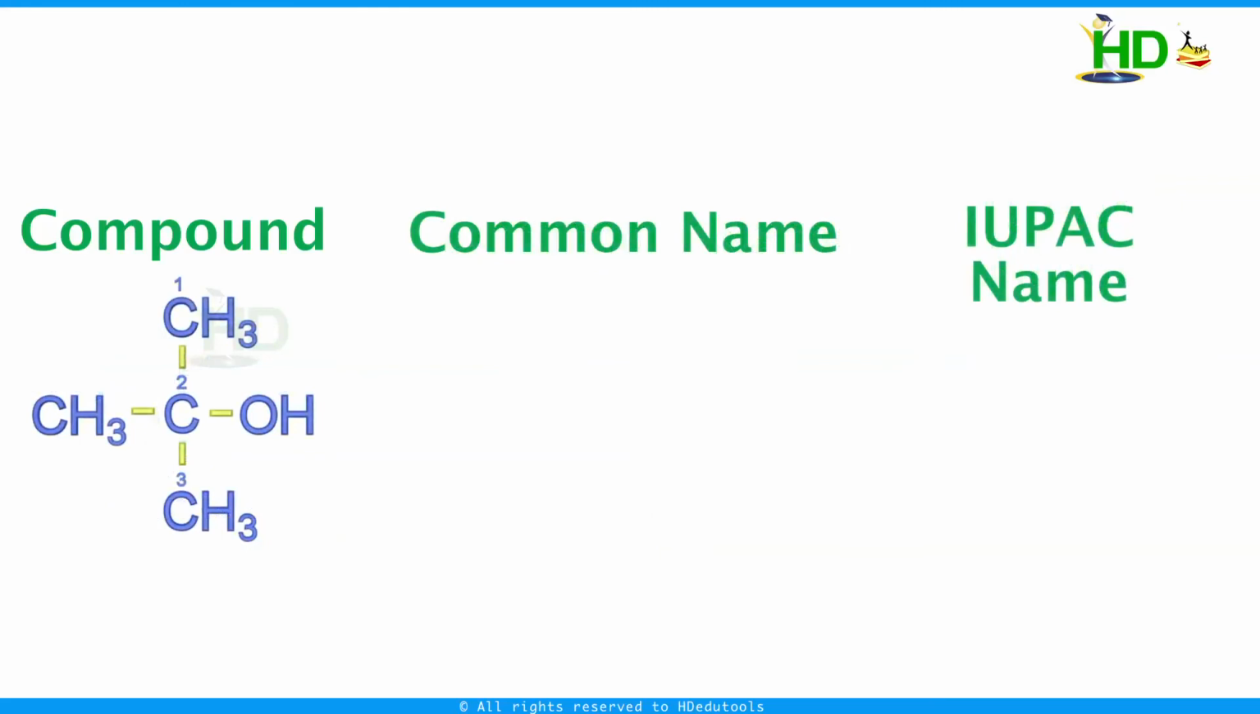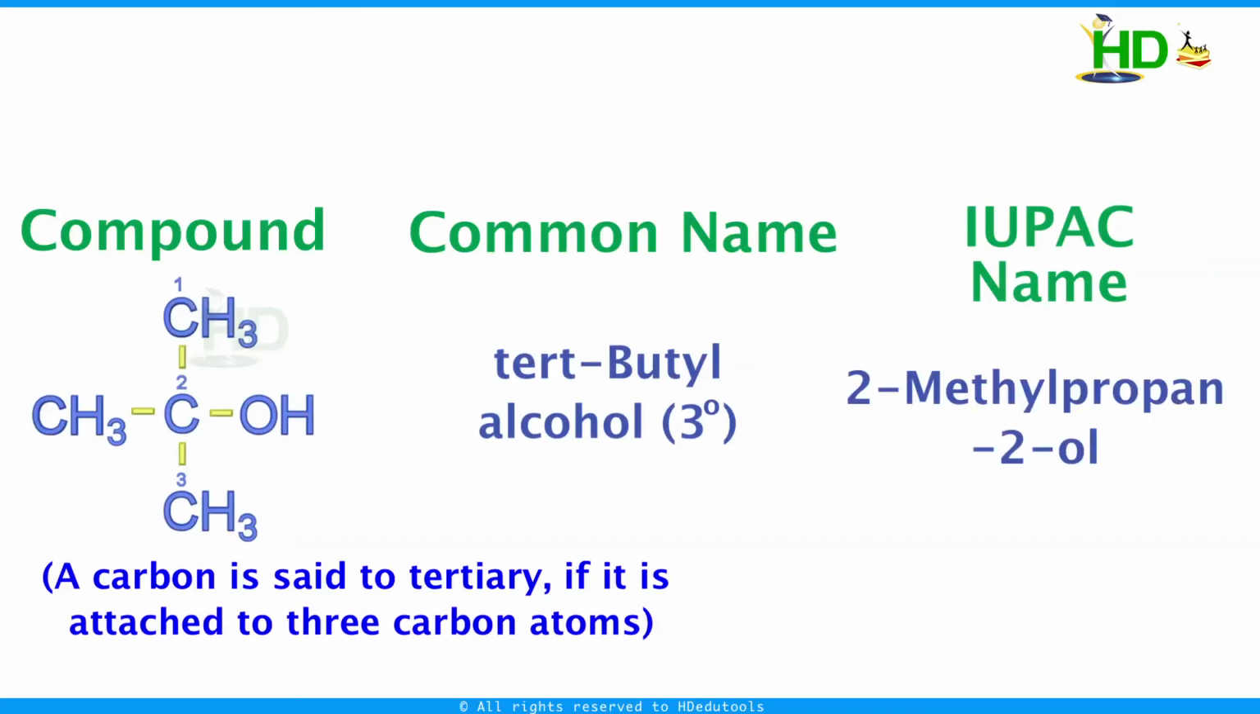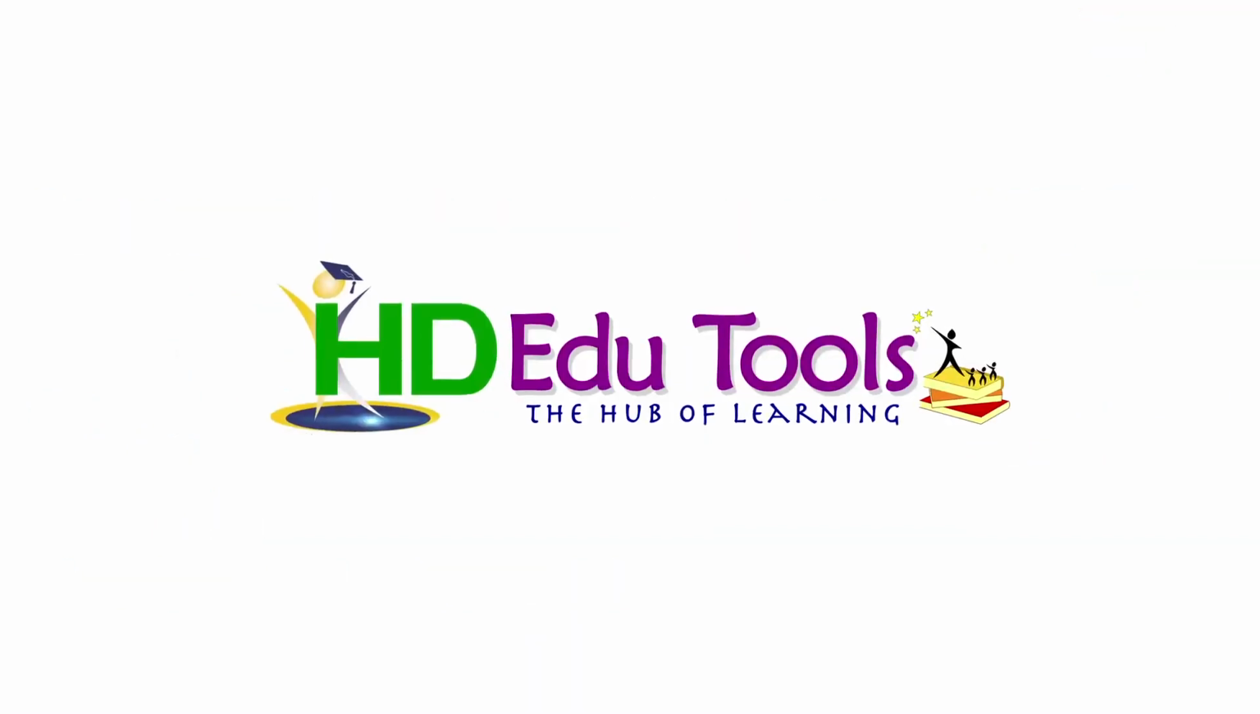In this case, the alcohol is present on a tertiary carbon. Therefore, it is a tertiary alcohol and the name of this compound is tert-butyl alcohol and the IUPAC name is 2-methylpropan-2-ol.